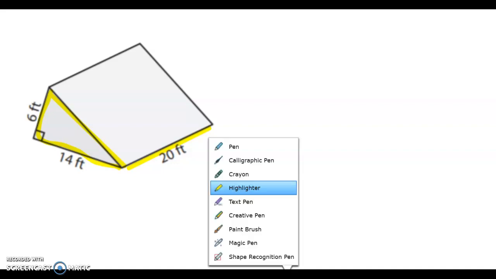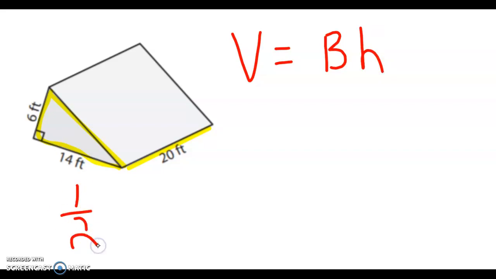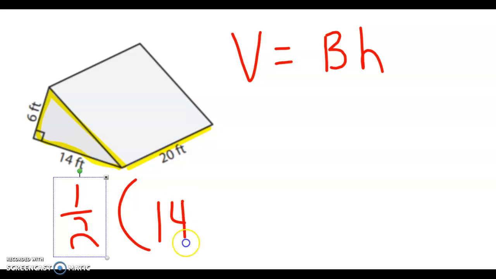Okay, we're going to use our formula. Volume equals capital B, base area of this base, times the height of the solid. All right. I can find the area of this triangular base by doing 1/2 times 14 times 6. It gives me 42.